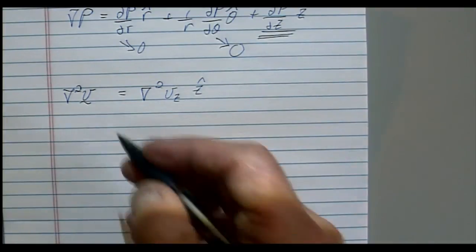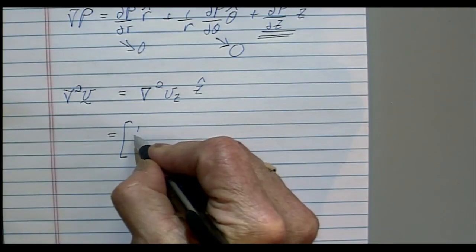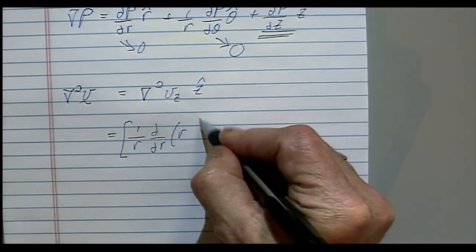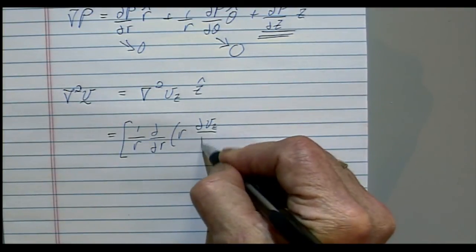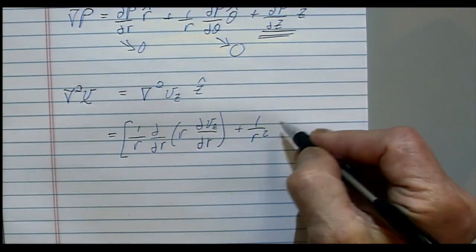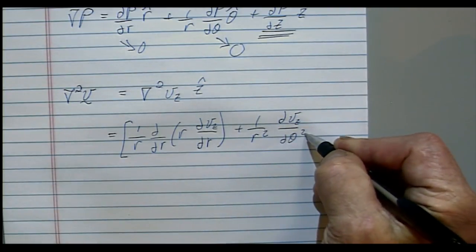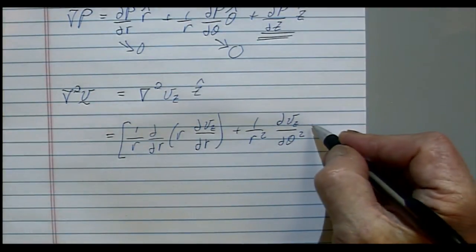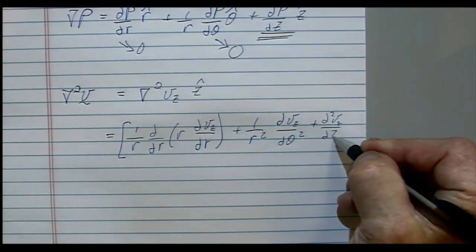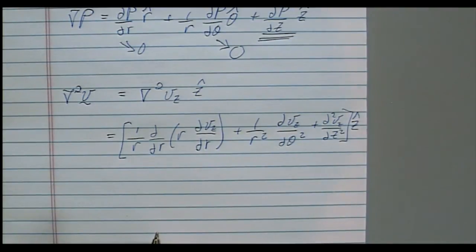Okay, and we can write this out in cylindrical coordinates. It looks like 1 over r times the partial with respect to r of r times the partial of the velocity in the z direction with respect to r, plus 1 over r squared times the second partial of the velocity in the z direction with respect to theta, plus the second partial of the velocity in the z direction with respect to z, times the unit vector in the z direction.